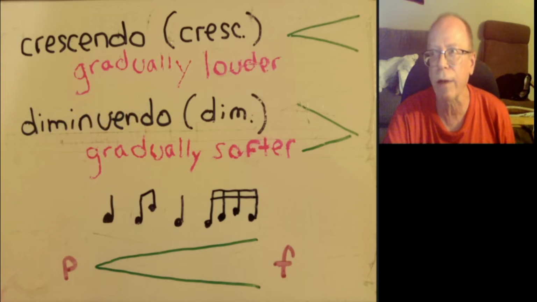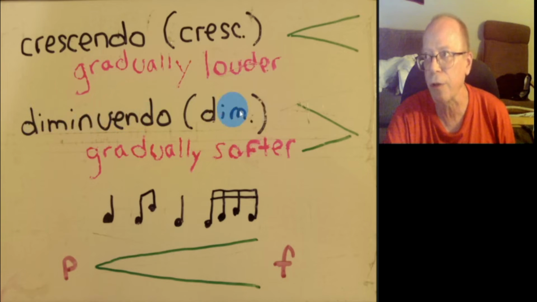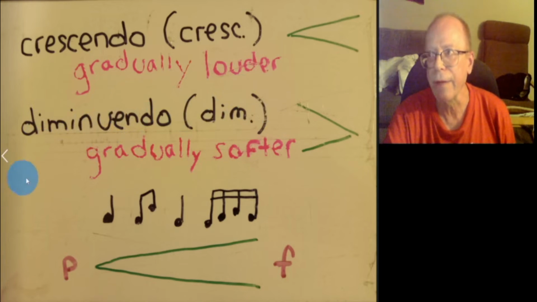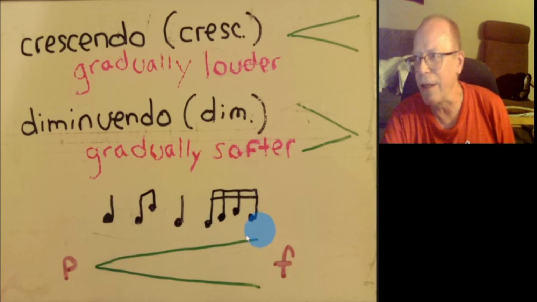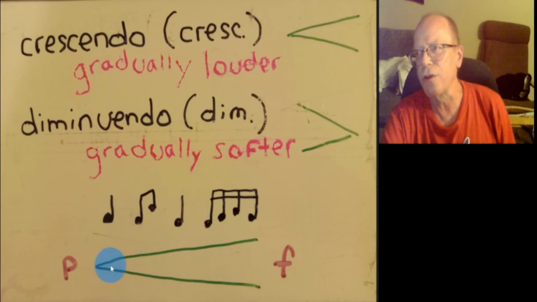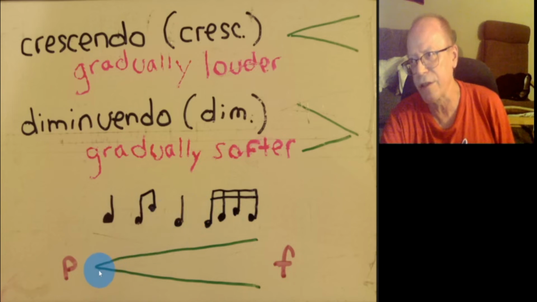You'll see that quite often. That means that it can be shortened to dim, all right? Gradually softer, all right? And it also has a symbol, is bigger and goes down. And what's really interesting about this kind of symbol is you can see with the notes, it actually shows you the duration of the time.